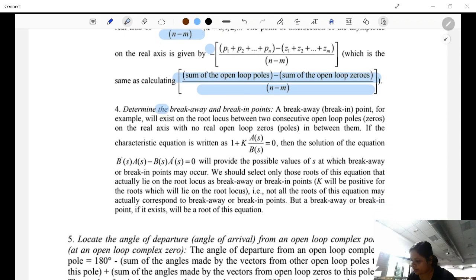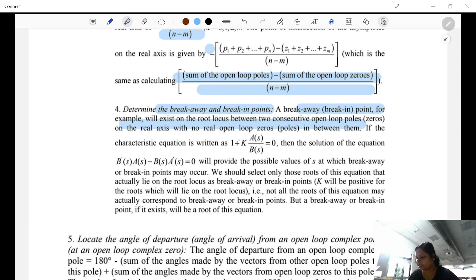Then we are supposed to find out the breakaway and break-in points. So when do they occur? The breakaway or break-in point occurs between two consecutive poles or two consecutive zeros. You know very well that the branches emerge from the open loop poles. So if there are two consecutive open loop poles and there is no zero in between, that means there is no termination point in between. It doesn't have to go to a zero. So two branches would emerge from the poles, meet at some point and break away. That means one would go in one direction, one in the other direction, but they will not be terminating at each other.